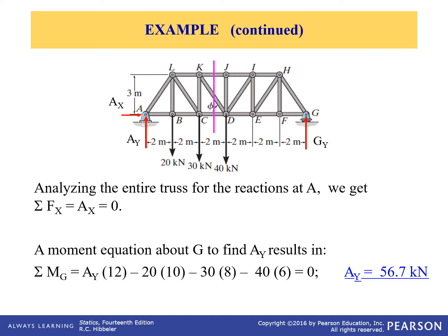So we can take a moment at point G, which will knock out the GY piece, and we can solve for AY. The 20K, the 30K, the 40 kilonewton forces and the AY piece will all contribute to a moment at point G. We can solve for AY. Of course, once you have AY, you know all the forces coming down. It looks like 90 kilonewtons coming down, 56.7 is going up in AY, so the 90 minus the 56.7 is going to give you the GY if you really needed that when you were done.